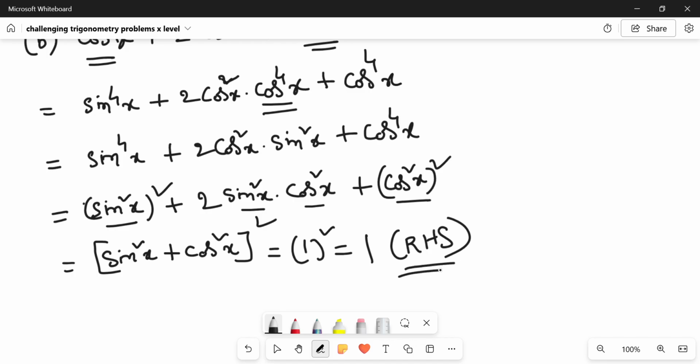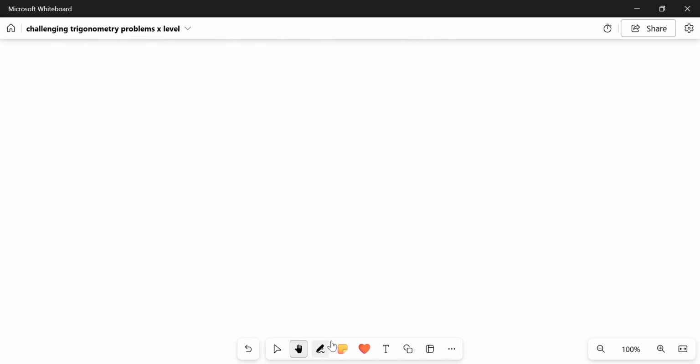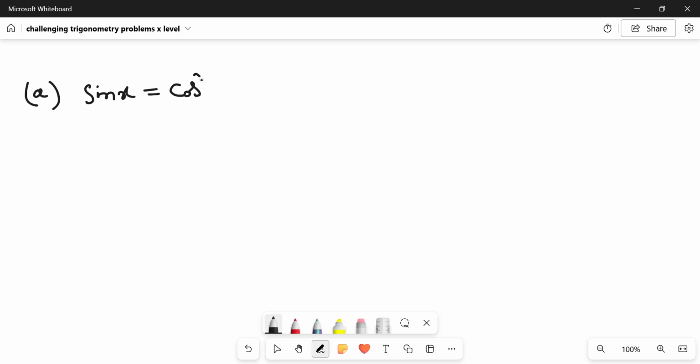Now we have to go to part A, the first part of the problem that we need to solve. Let's rewrite that here. What are the things we have to know? We know this is the thing in hand: sin x is cos square x. So wherever I see sin cube x, that becomes cos power 6x.